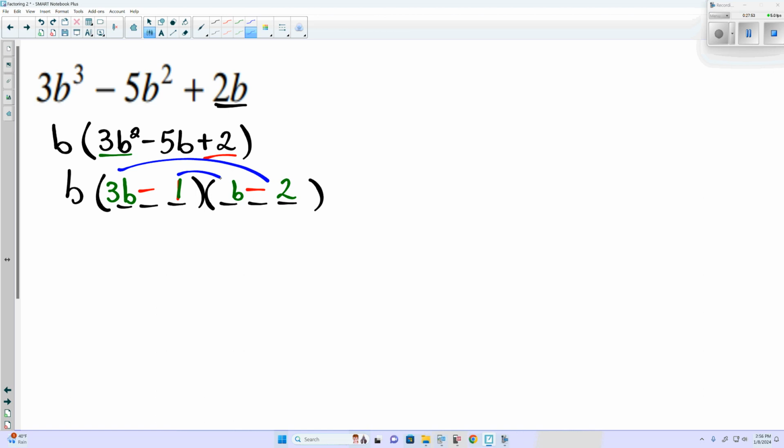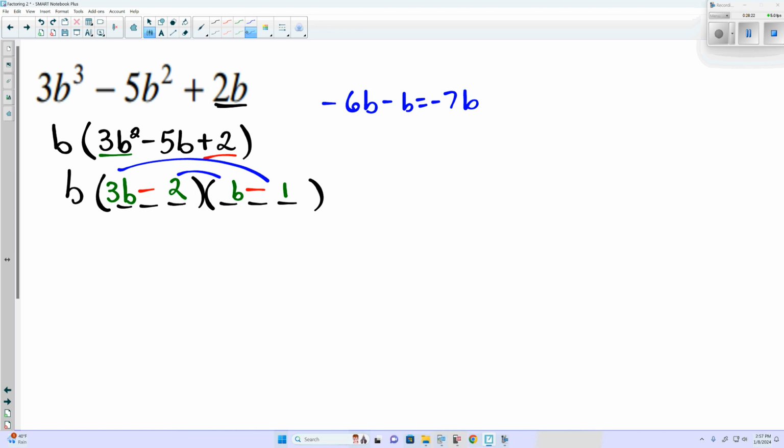So let's see. 3b times negative 2 is negative 6b. Negative 1 times b is negative b, giving us negative 7b. Since we wanted negative 5, we need to switch the 1 and 2 and see if that gives us the middle term we want.